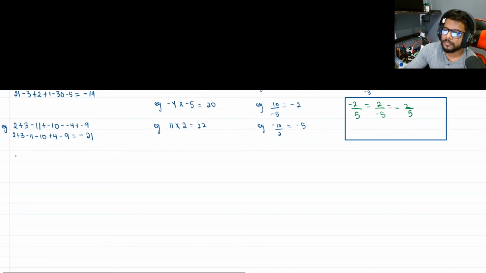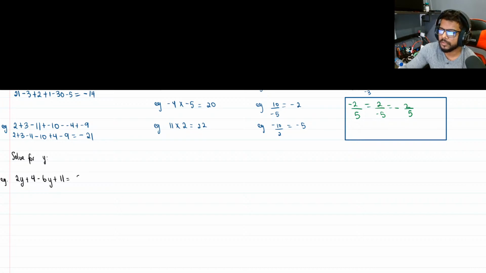So solve for, let me use a different variable this time. Let me solve for y this time. Let me say we have 2y plus 4 minus 6y plus 11 is equal to 3 into 4y minus 9.